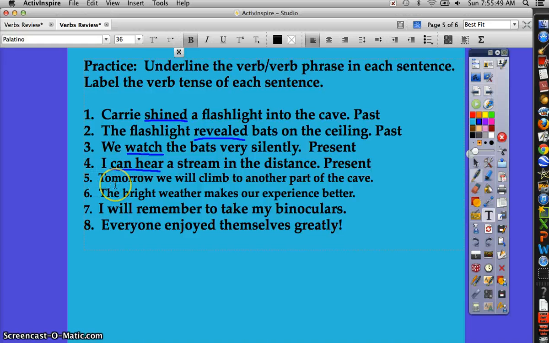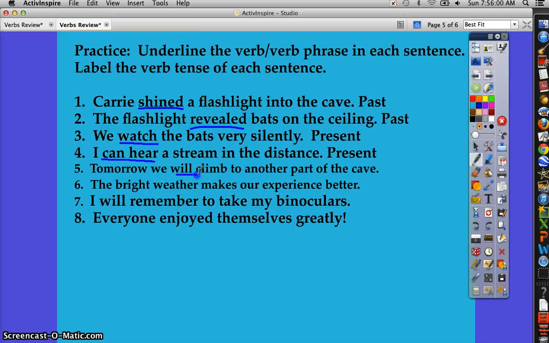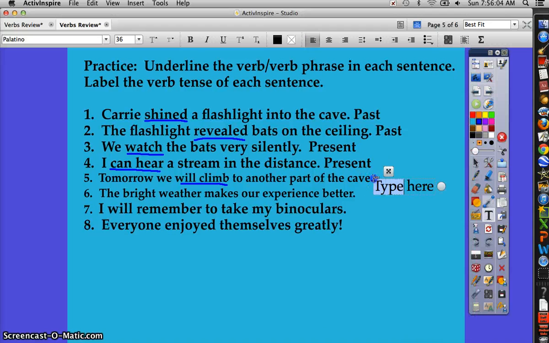Okay, number 5, tomorrow we will climb to another part of the cave. The word tomorrow is a key description saying that it hasn't happened yet. So we're going to underline will climb, and that is going to be future tense this time, the helping verb will. So future for number 5.